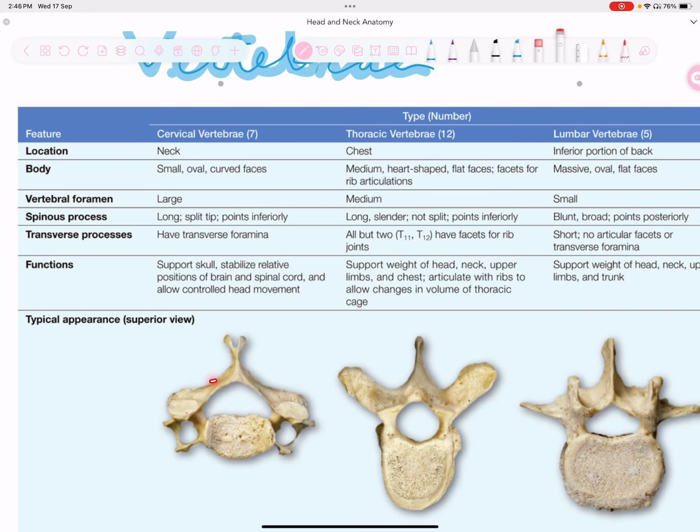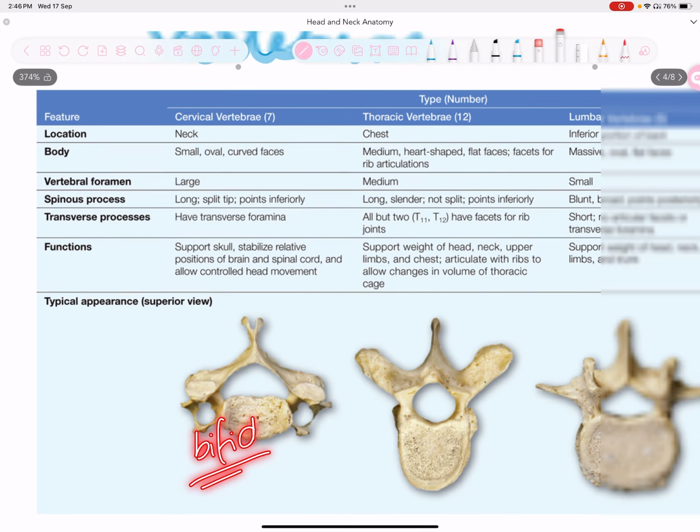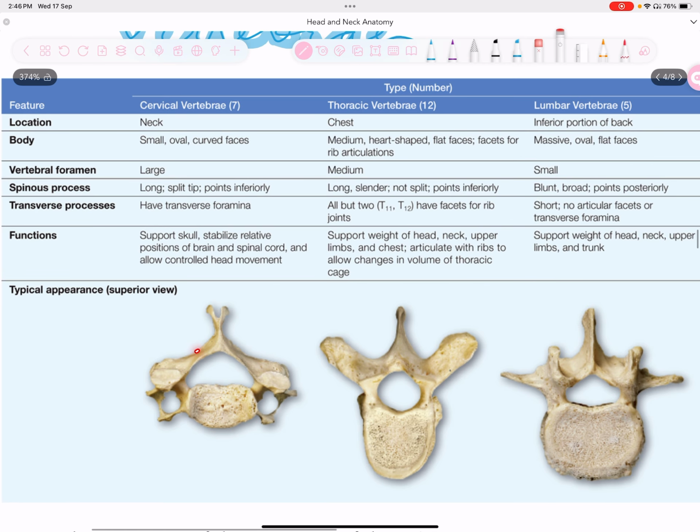Now, the spinous process is split. It's also known as bifid, which means it's split. And if you talk about its position, it points posteriorly and inferiorly. This also points posteriorly and inferiorly. This just points posteriorly. And the spinous process is long, slender, and not split. It's blunt and broad. Now, a transverse process: this has a transverse foramina. This has no transverse foramina, but it does have facets for ribs. So it has transverse costal facets. And for this, it is so unproblematic. Its transverse processes are present, they're short, and there are no articular facets and no transverse foramina. And these are the functions, you can read them. So I hope everything is clear for now.